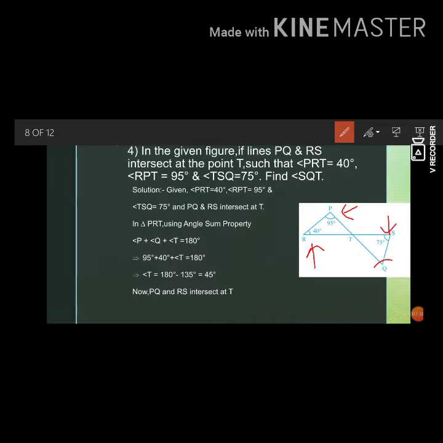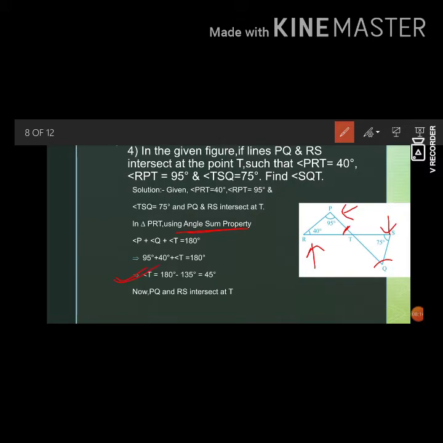Now here clearly we can see there are two triangles, PRT and STQ. So in PRT we do not know angle T. So first we are going to find this angle T. By using the angle sum property, angle P plus angle R plus angle T is equal to 180 degrees. Substituting all the values and subjecting angle T, we get 180 minus 135 degrees, that is 45 degrees.